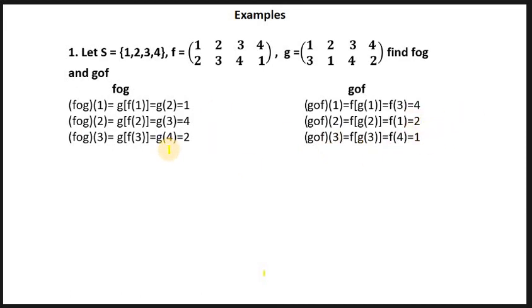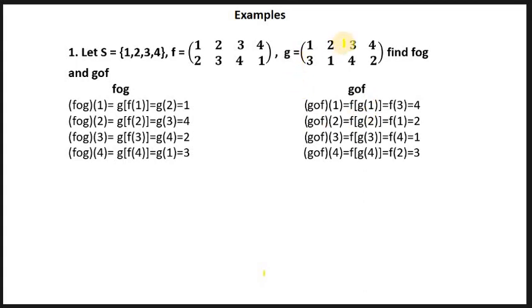Then, the last element, fourth element of the first row, that is 4. f of g of 4 is nothing but g of f of 4, which is equal to f of 4 is what in this one? 1. So, g of 1 is 3. Hence, f of g of 4 is equal to 3.